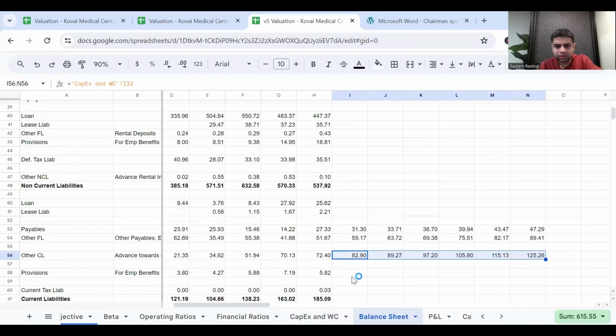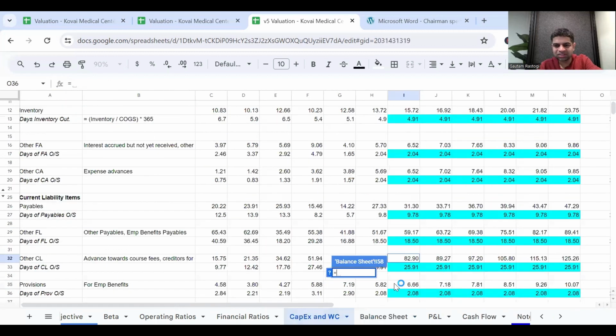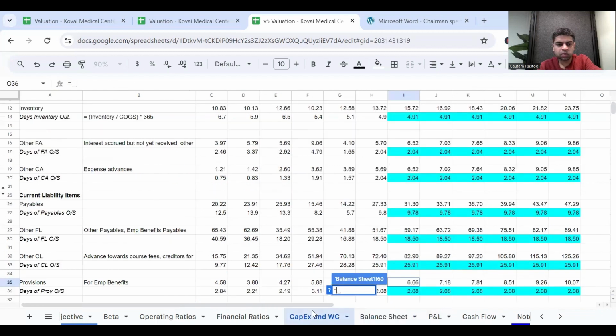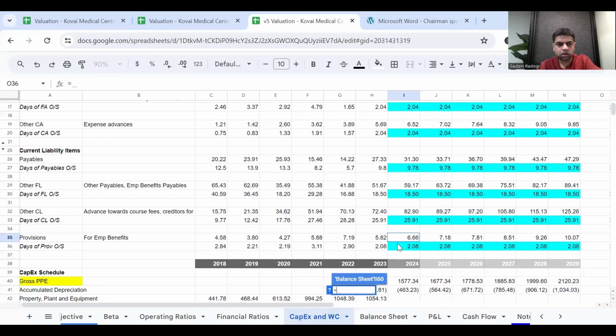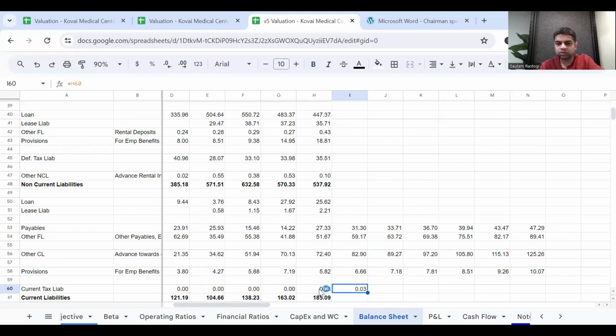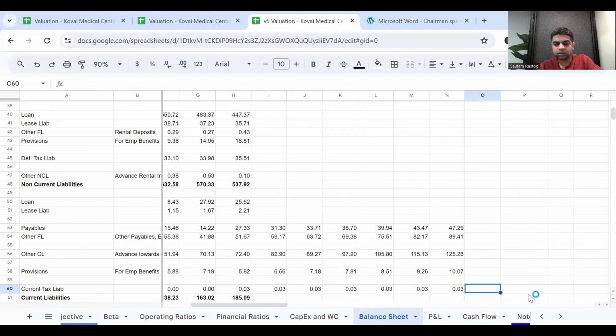Let's pull it. Provisions. Okay. Current tax liabilities. Did I estimate it? Okay, I don't have current liabilities. But oh, it's a very small number. I'm not going to break my head. So I'm just going to assume it's the same number from last year. Okay. So I am just going to assume it's the same.